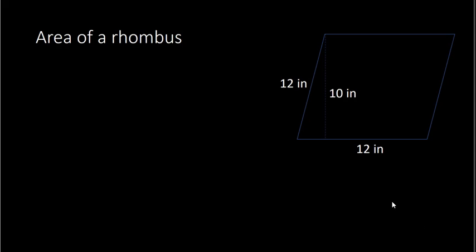Lastly, we have a rhombus, which is another specific type of parallelogram. And this type of shape, a rhombus, has each side length equaling the same measure. So like here, this side is 12 inches, and the bottom is also 12 inches. So this would be a rhombus, but it's also a type of parallelogram because the opposite sides are parallel.